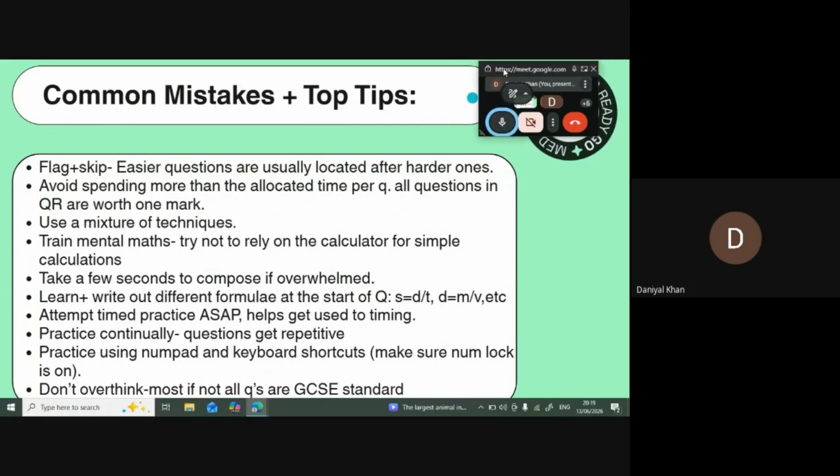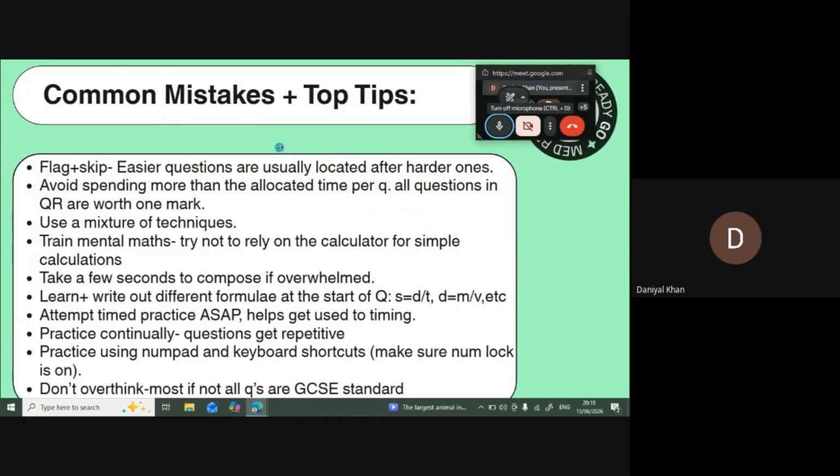I know some people don't like leaving questions blank, but it's not a regular test. It doesn't really matter. Sometimes questions in the UCAT don't even contribute to the final score if they're trial questions. Use a mixture of techniques. That's really important. One technique might not work for you, so use lots of different ones. Train your mental maths. Don't rely on your calculator for simple calculations that you can just do in your head. It just wastes a lot of time having to type it out, and opening your calculator can be a bit slow depending on the computer you have in the actual UCAT.